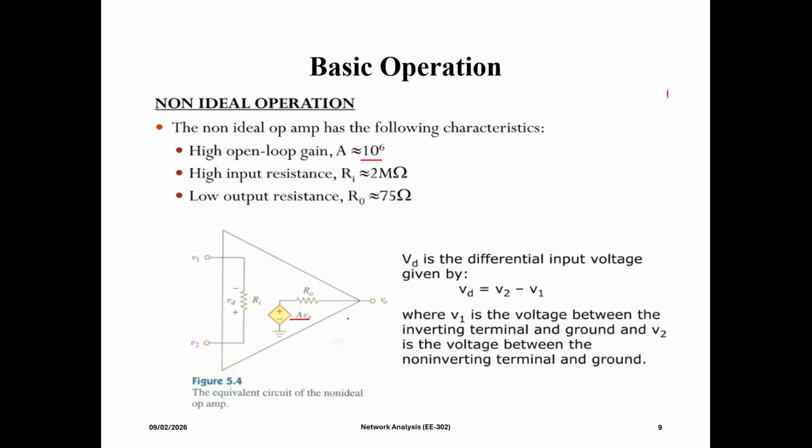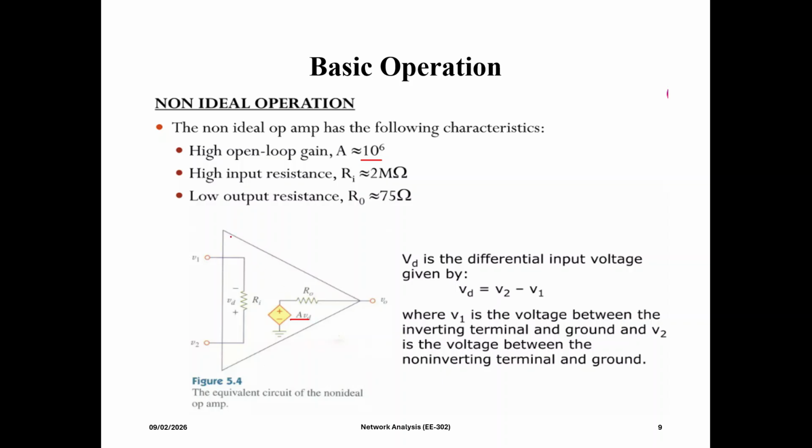So huge gain is what allows the amplifier to be used in closed loop configuration with feedback, where we can precisely control the gain using external resistance.